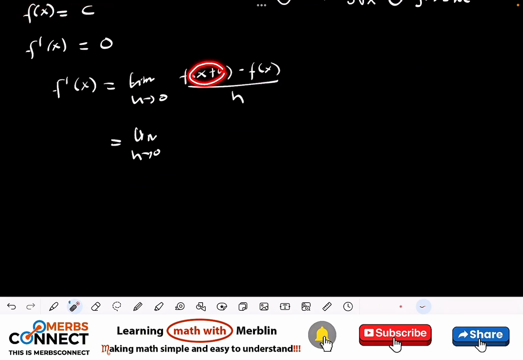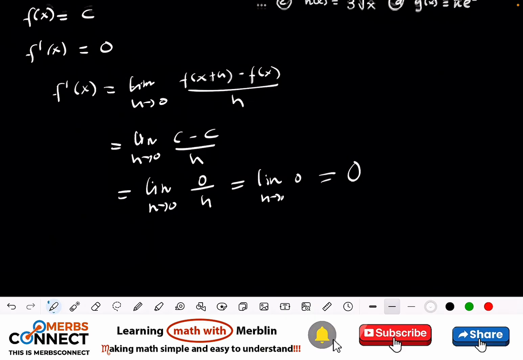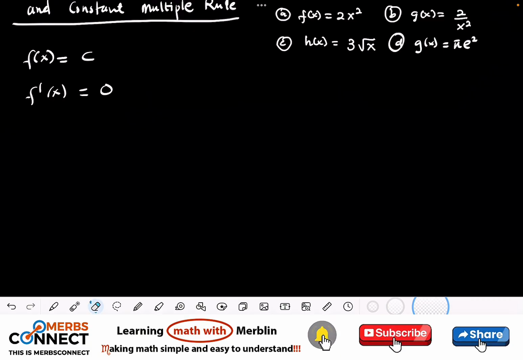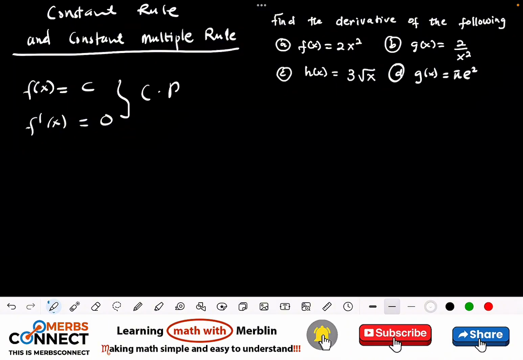When I plug in x plus h, I'll get the c because there is no x there. So this minus c divided by h, and this one will be limit h is approaching 0 of 0 divided by h, and limit h is approaching 0 of 0, and limit of the constant is the same as 0, right? So that is the idea. So when I differentiate a constant, I get what? 0. But don't forget, when you find limit of a constant, you don't get 0, but you get the constant. So that's the two different things. So that is the constant rule, CR.